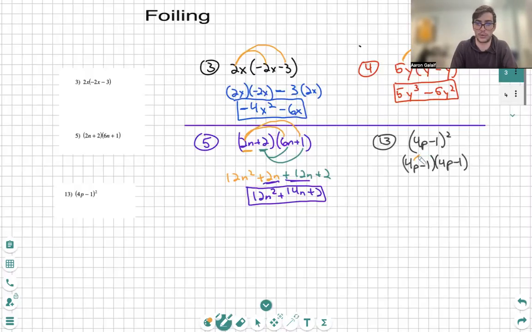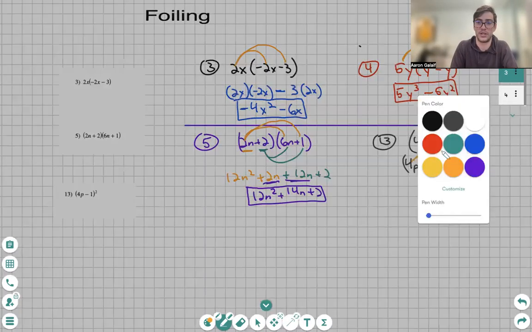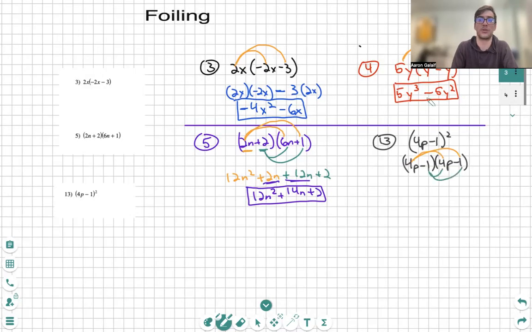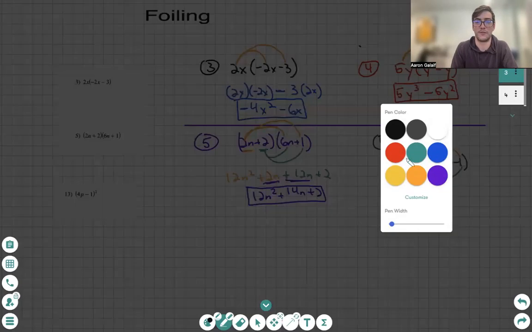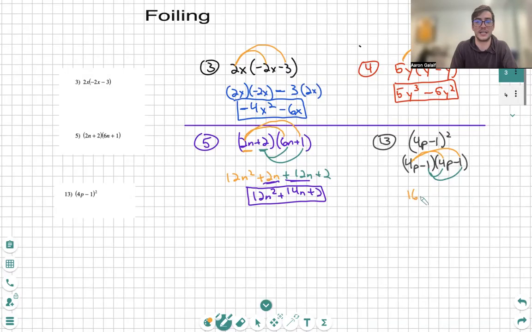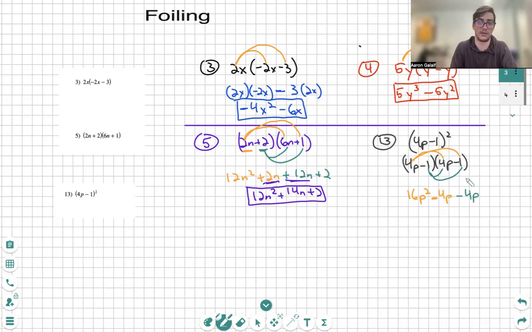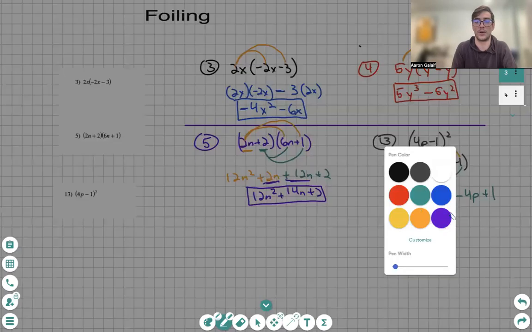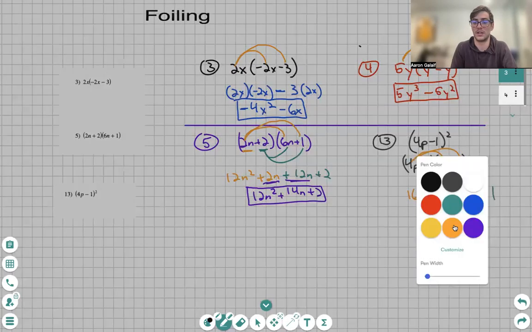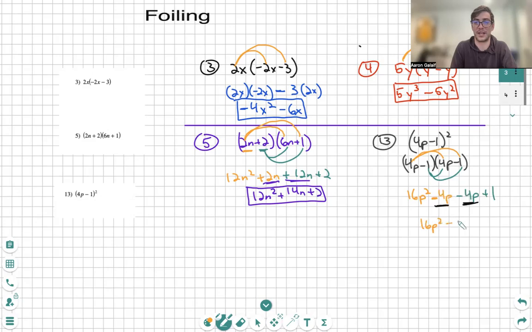So again, I'm going to distribute the first term to both, then the second term to both, and then we will combine. 4p times 4p is 16p squared. 4p times negative 1 is negative 4p. Negative 1 times 4p is again negative 4p, so we'll write it out again. Negative 1 times negative 1 is a positive 1. Again, we will combine our like terms. We will clean everything up. And we have our final answer.